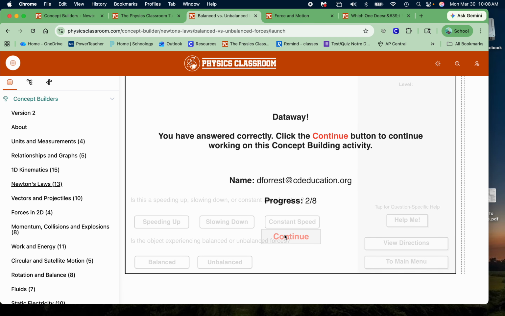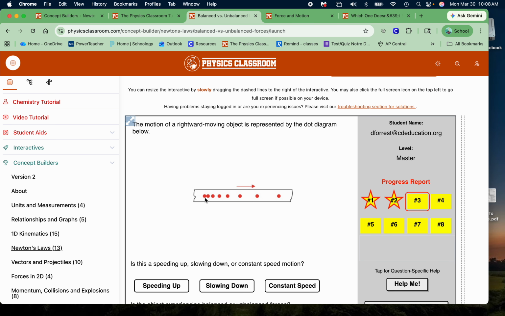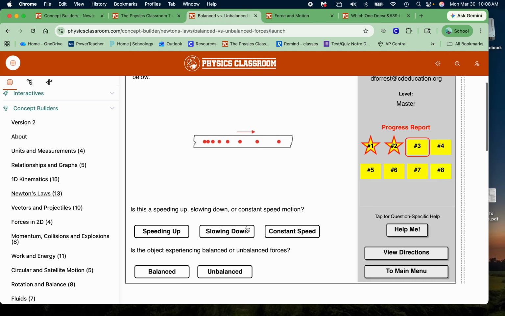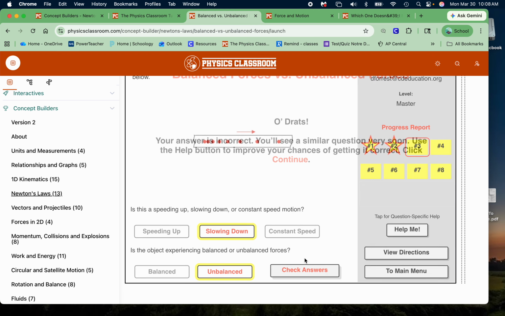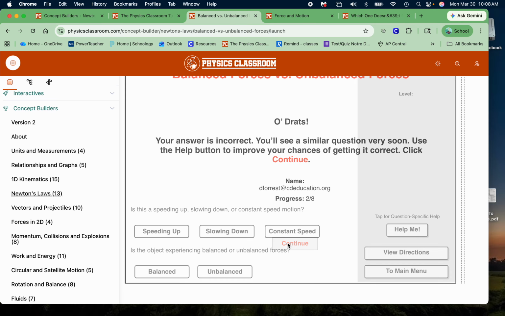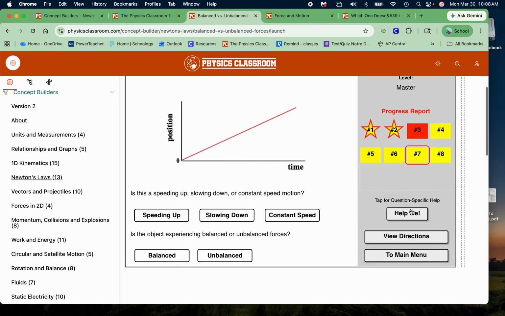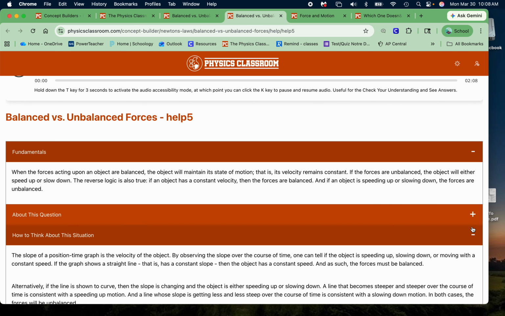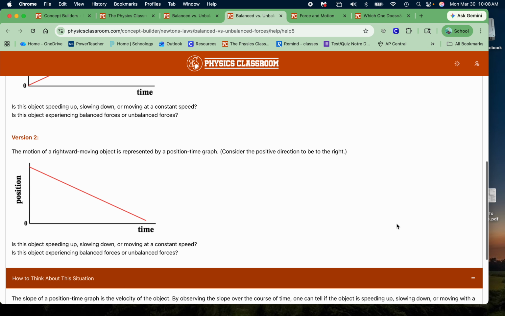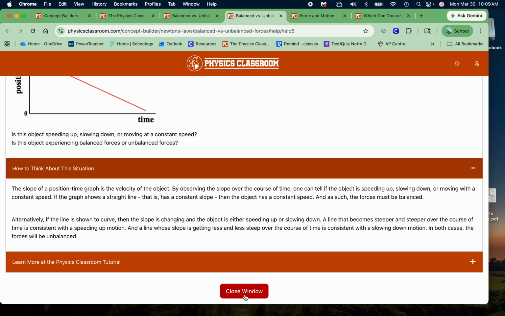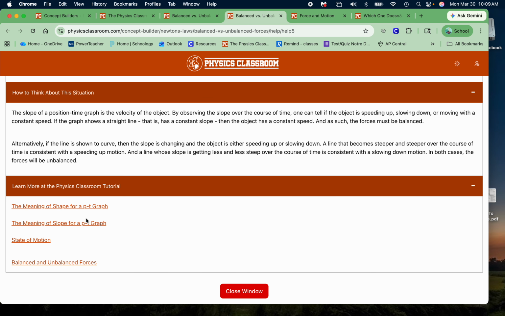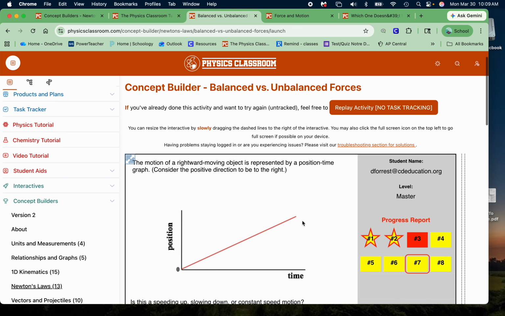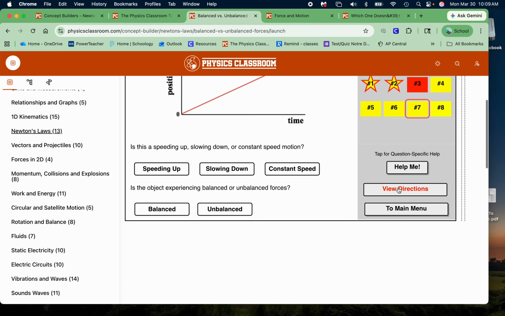Say you get something wrong. This is like a motion map. I think it's speeding up, but I'm going to say slowing down, and unbalanced forces. It should be speeding up in unbalanced forces, and it's like, oh, drats. So now that's red, and remember, you've got to do that twice. Remember, if you need help, the help button takes you to certain parts, both the fundamentals about the question and a couple versions of the question. You could close the window, and it'll take you to certain things about The Physics Classroom. So I'm going to go back to the main menu.